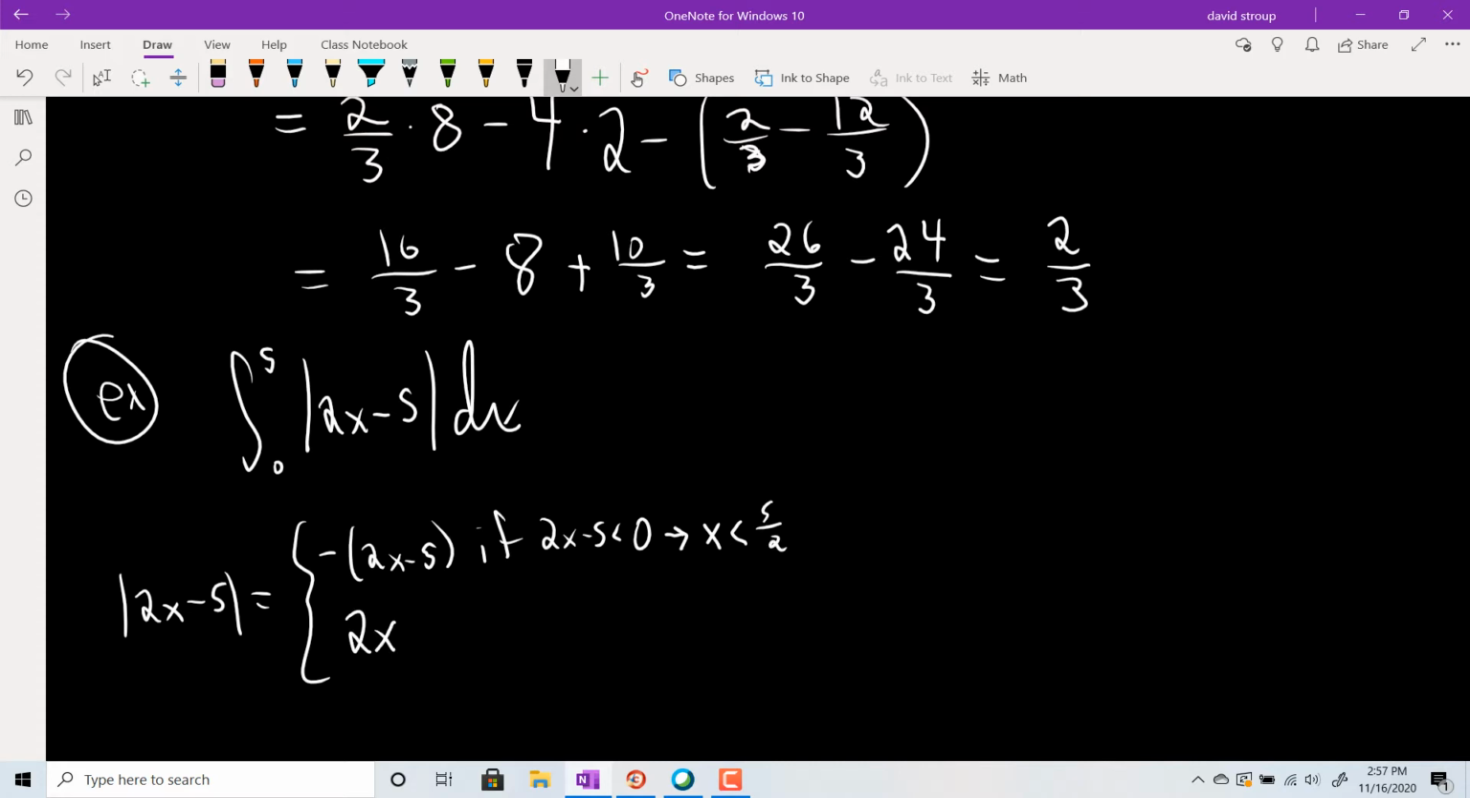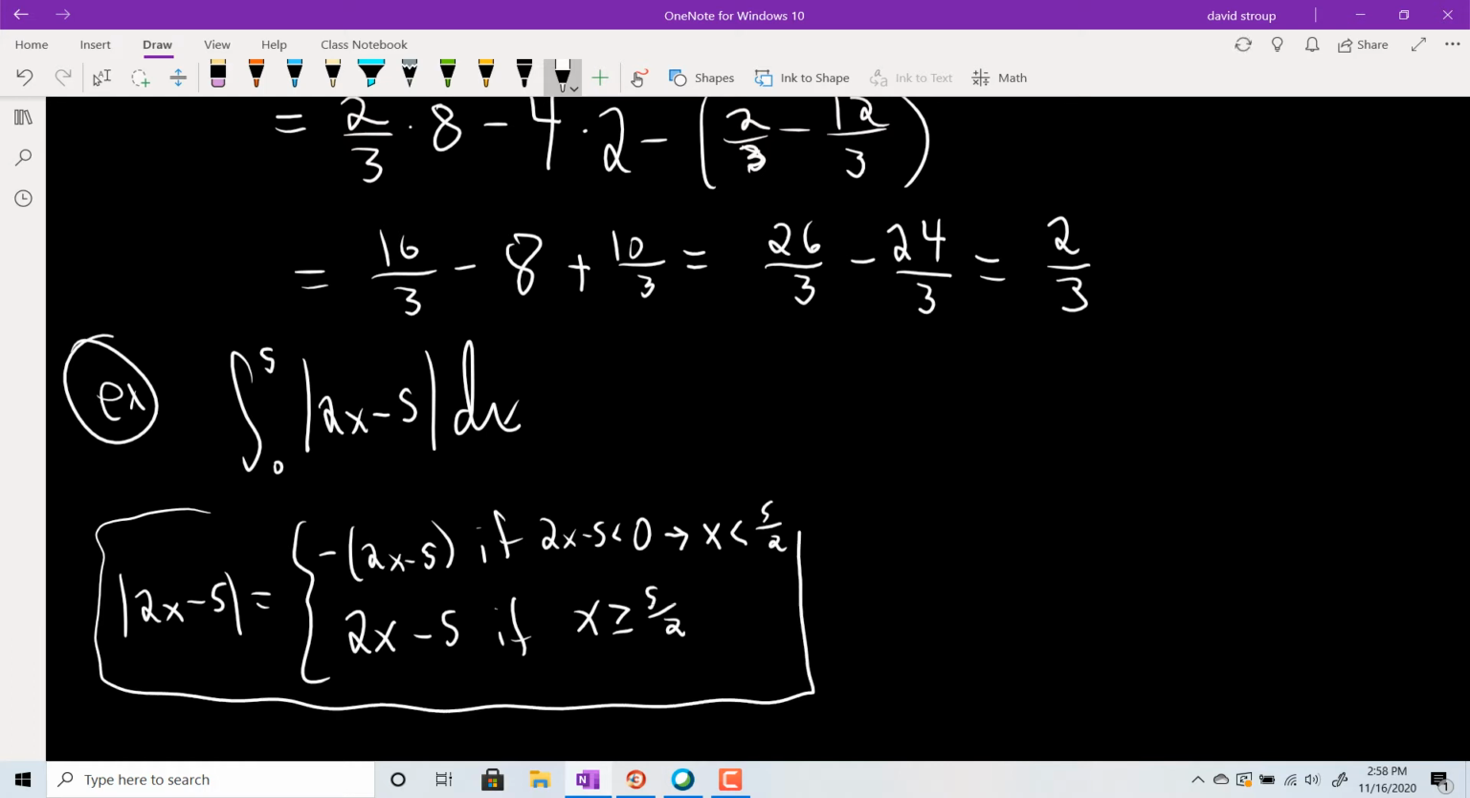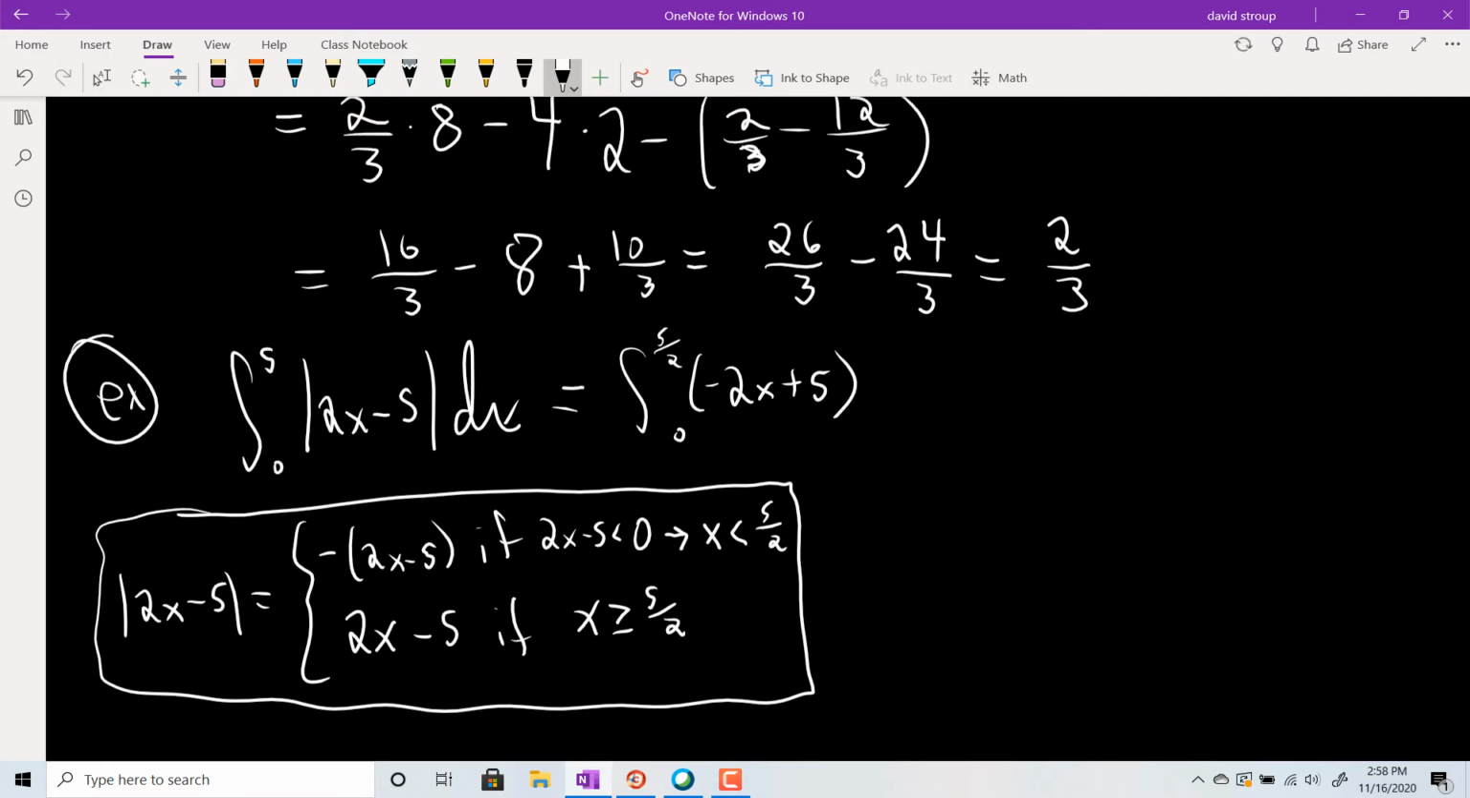And then it's just positive 2x minus 5 if x is greater than or equal to 5 halves. Okay, so this basically means we need to split up our integral to handle the two pieces of that function. So first we go from 0 to 5 halves of the negative 2x plus 5, I just distributed the negative into there, dx. And then plus the integral from 5 halves to 5 of positive 2x minus 5 dx.